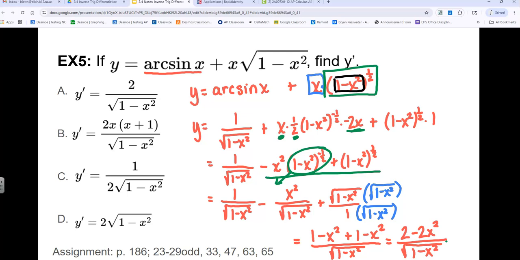All right, how do we do it? What do we do from here? 2 comes out of the top. Oh, there's a 1 minus x squared. That's to the first power, right? And then you divide everything by 1 minus x squared. Yeah, you could do it that way too. And then this, you could just subtract those 2, 1 minus x squared to the 1/2 power, which is 2 square root of 1 minus x squared, which is D. So D is the answer for that one.